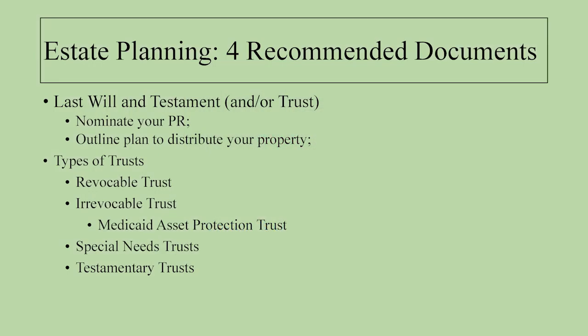So good. I want to spend the bulk of our conversation talking about the 3 or 4 recommended documents that you need when you're getting your estate plan done. So the first one, again, is that last will and testament. And that is where you're going to nominate your personal representative. If you have minor children, this is where you're going to nominate the individuals or couples who will serve as guardians for those children. And crucially, this is where you're outlining the plan to distribute property, again, your probate estate after you pass away.